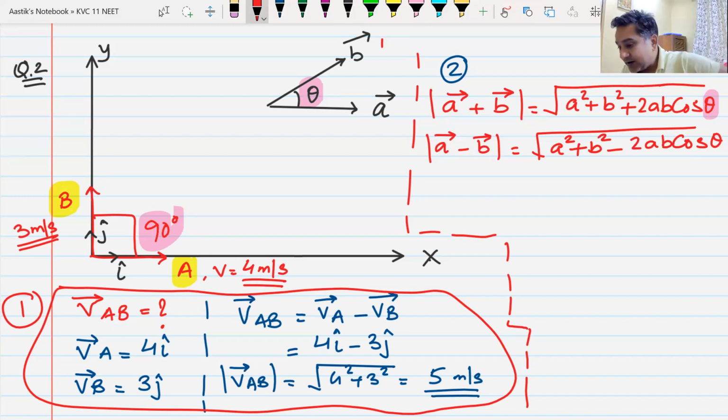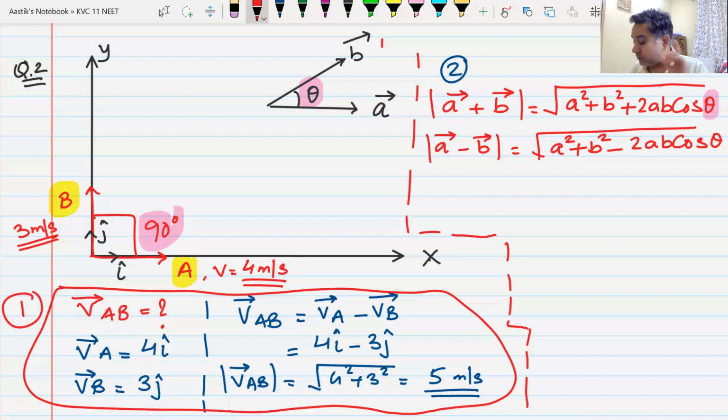The magnitude of A vector plus B vector is A square plus B square plus 2AB cos theta. The magnitude of A vector minus B vector is A square plus B square minus 2AB cos theta. Do we understand this? The questions that are going to come for you would probably be based on this method number 2, that is easier to find out.